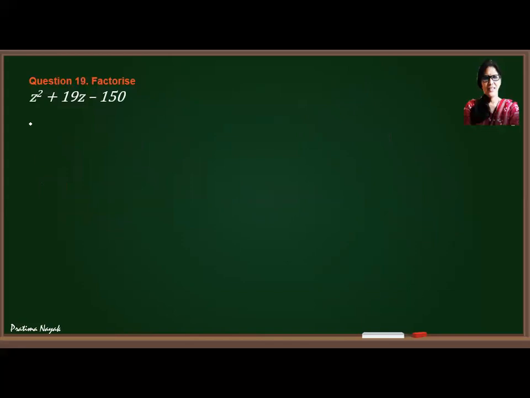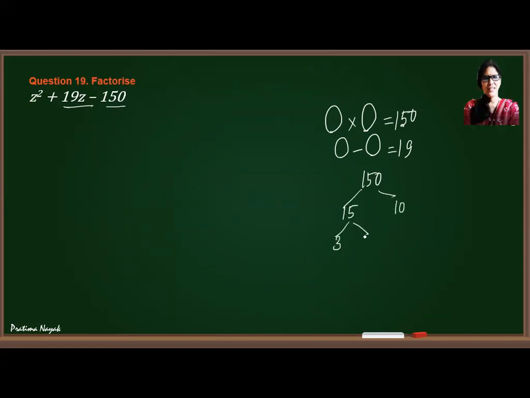Next, z square plus 19z minus 150. Same question. If you multiply two numbers, it will give you 150, but if you subtract, it will give you 19. Let us try. It will be 15 into 10. It can be 30 into 5.